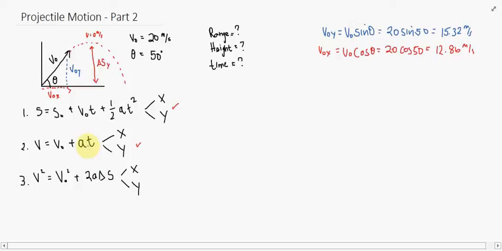I know the acceleration vertically, and time is an unknown. So in this equation I have 3 variables and only 1 unknown, so I would be able to use this one. So let's see what I can do with that.